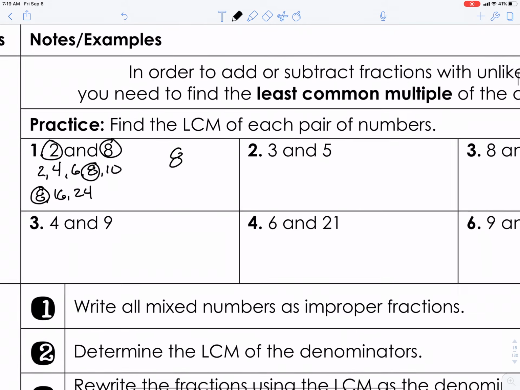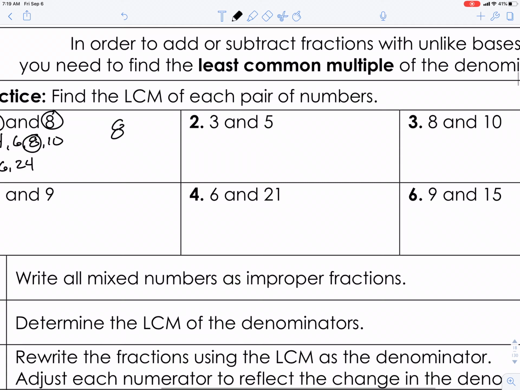Let's look at number 2 here. 3 and 5. Let's look at 3 first. 3 times 1 is 3. 3 times 2 is 6. 3 times 3 is 9. 3 times 4 is 12. 3 times 5 is 15. 3 times 6 is 18. Let's stop there. Let's do 5s.